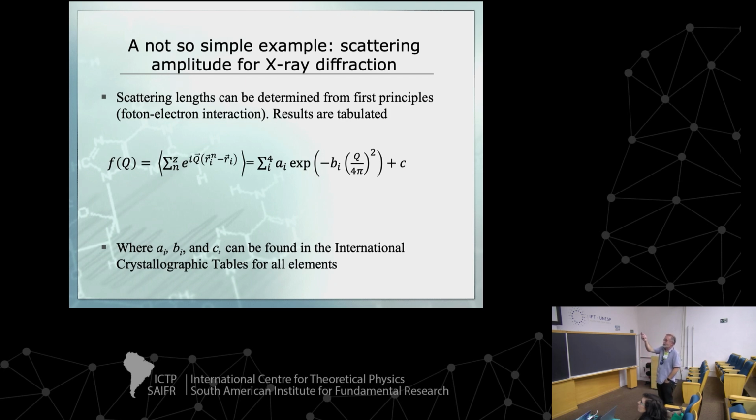So, and this is an average. So you have to perform an average over all the positions of the electrons. That's the reason behind the brackets.